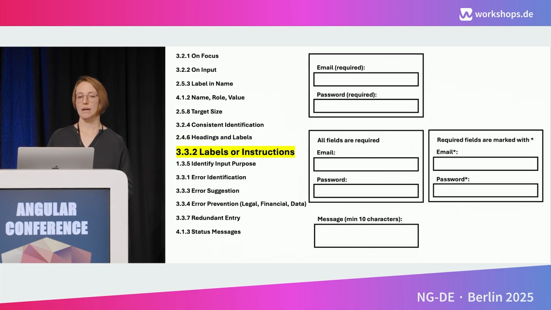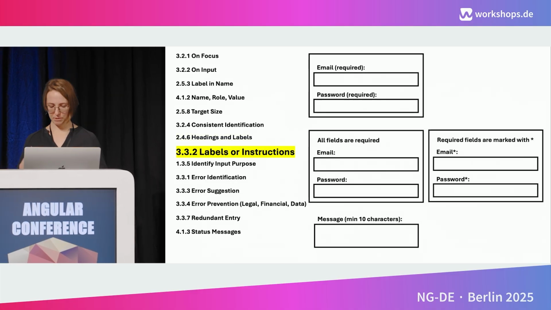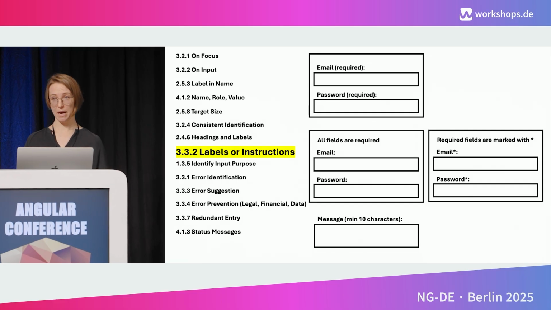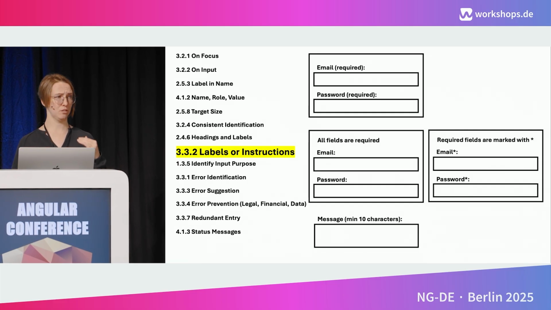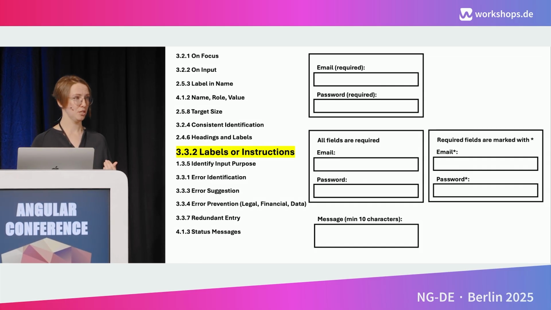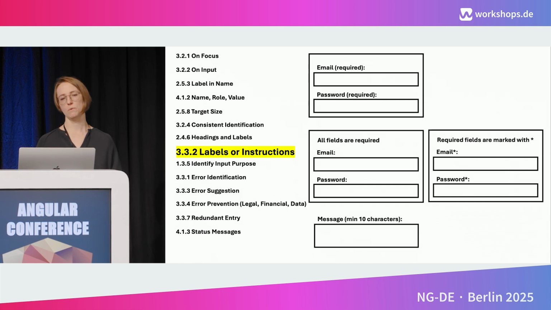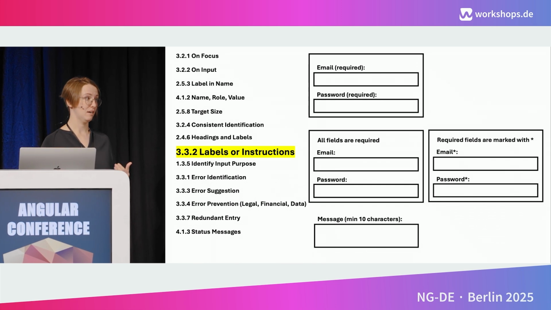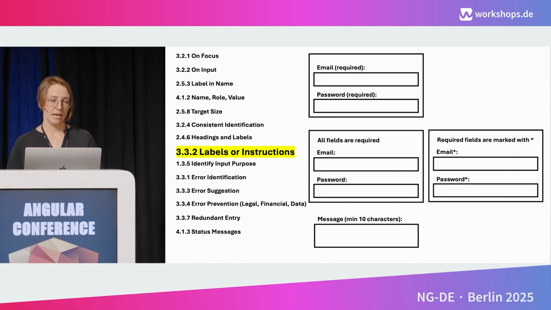Next one, labels or instructions. Not only should your labels be meaningful, they should also specify what kind of input you require. Well, the easiest one, just required. If all the fields are required, it's okay if you just write at the beginning of the form that all the fields are required. If you have a mixture, the usual way is to go with a star to save space. Then you have to explain what this star means, because it's not really intuitive.